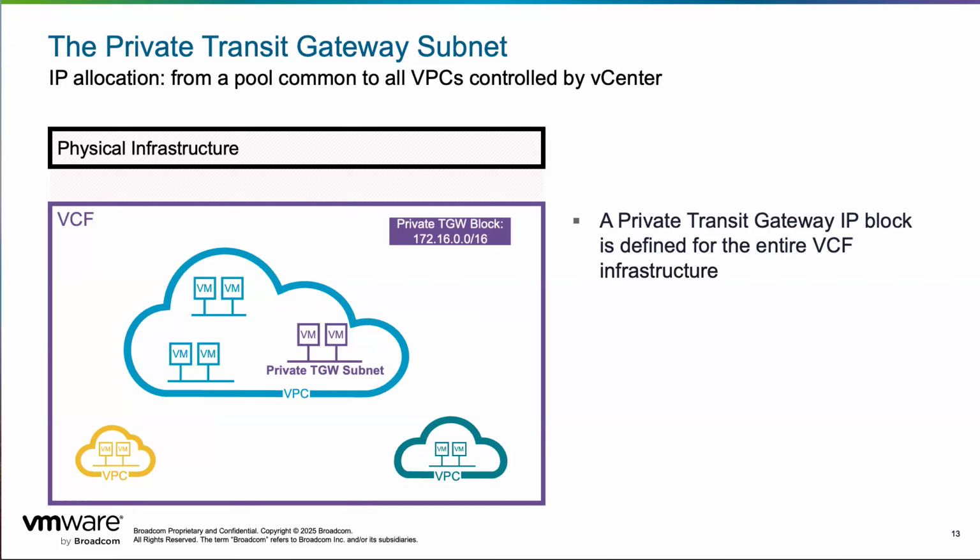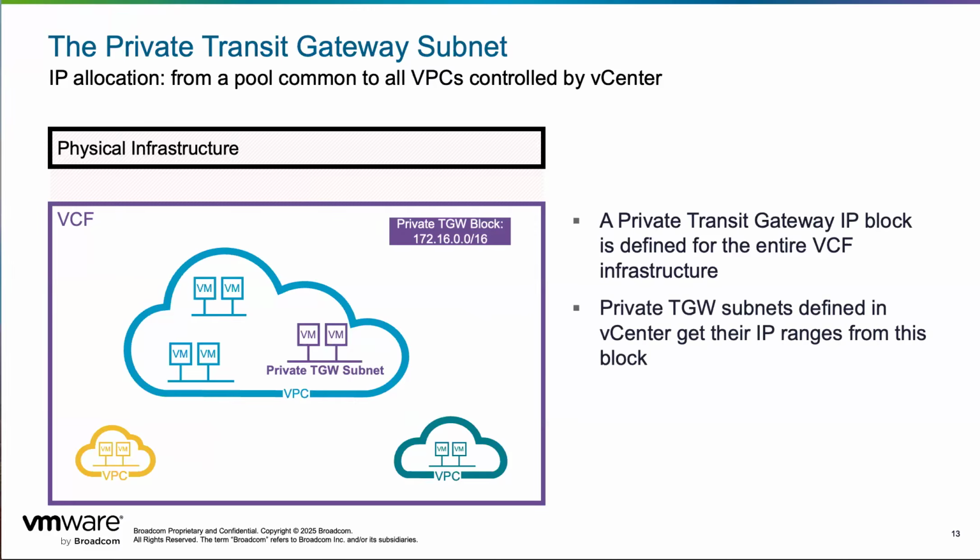In terms of IP addressing, same as for the private IP block that we were using inside its VPC. This time we have a kind of private transit gateway block that is defined at the level of VCF that is common to all private transit gateway subnets that are defined inside VCF. And well, IP addresses will be assigned from this block. Here too, I put a subnet that is in the RFC 1918. You can again put whatever you want as long as it doesn't conflict with something else.